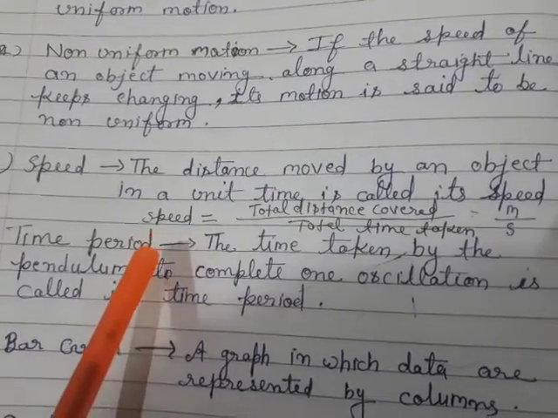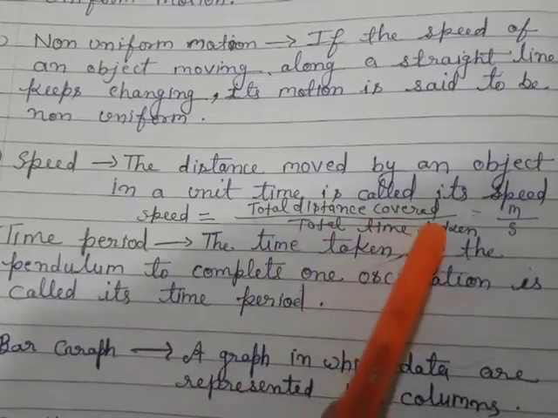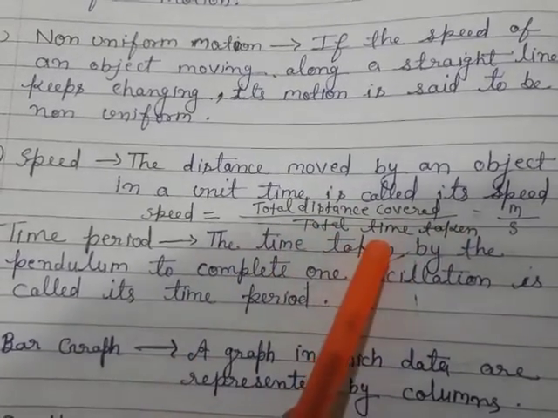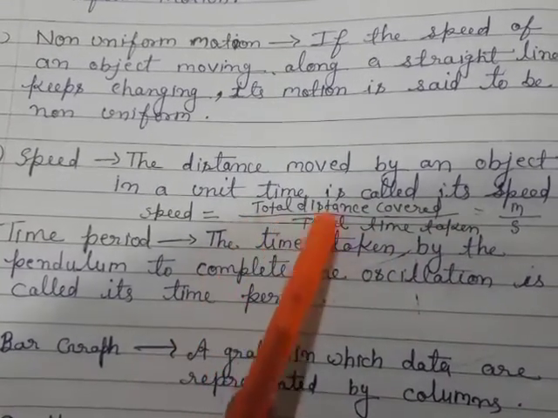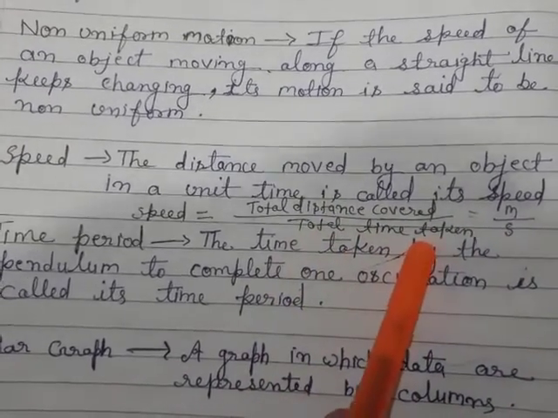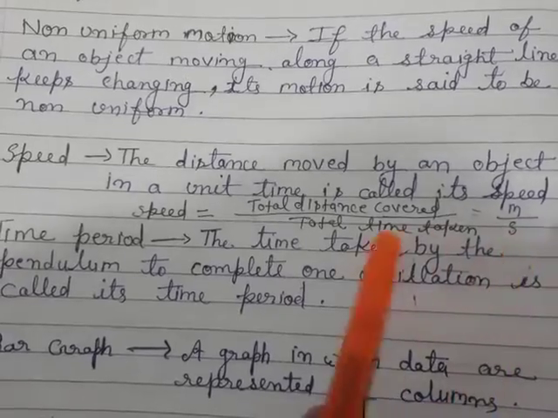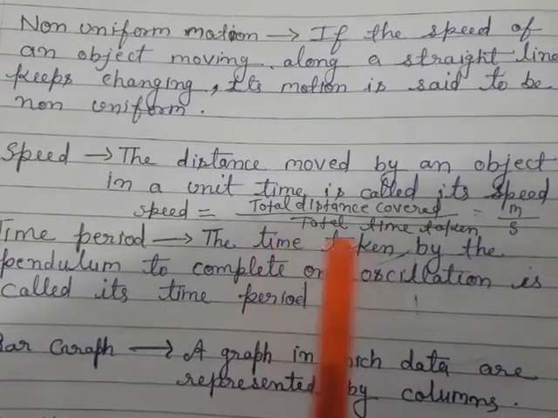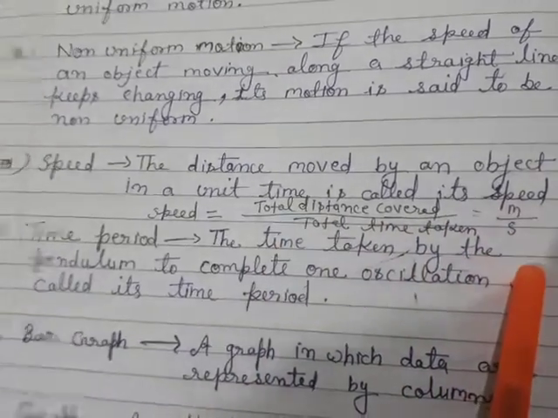The formula is speed equals total distance covered upon time taken. The symbol of distance is m, meter, and the symbol of time is s, second. So the unit of speed is meter per second.